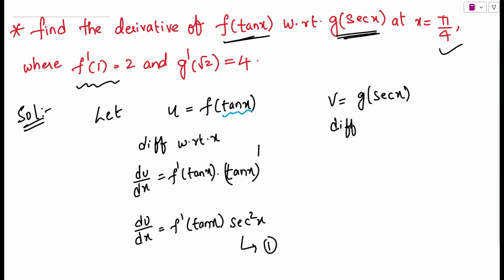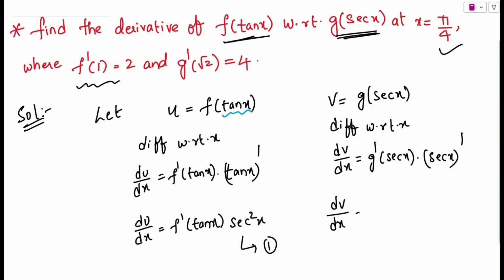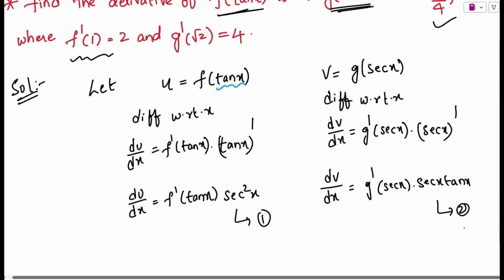If you differentiate this function with respect to x, what will we be getting here? The same thing, which is dv by dx. What is g? That is g dash of secant x. Again, internal derivative means you need to apply the derivative for the secant function. So from this, dv by dx is nothing but g dash of secant x. We already know that the secant x derivative will be what? This is secant x into tan x. Simply take this as equation number 2.